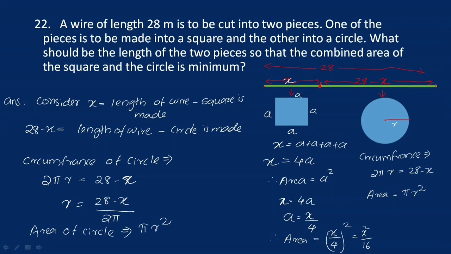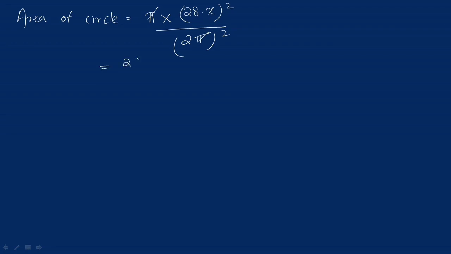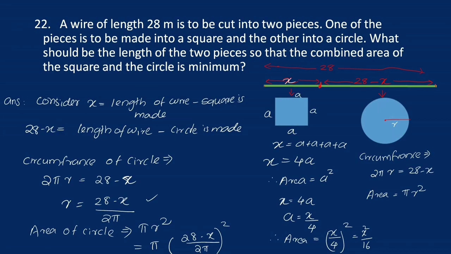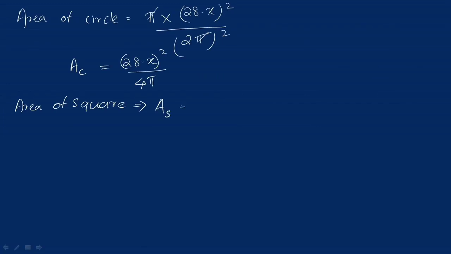So the area of a circle is pi r square, or we can write pi into ((28 minus x) by 2 pi) whole square. So the area of a circle is equal to pi into (28 minus x) whole square by (2 pi) whole square, that is 4 pi square. Cancelling pi and pi, we have (28 minus x) whole square by 4 pi. That is the area of the circle, let it be AC. Now the area of the square that we have found is x square by 16, that is AS, the area of the square, equal to x square by 16.